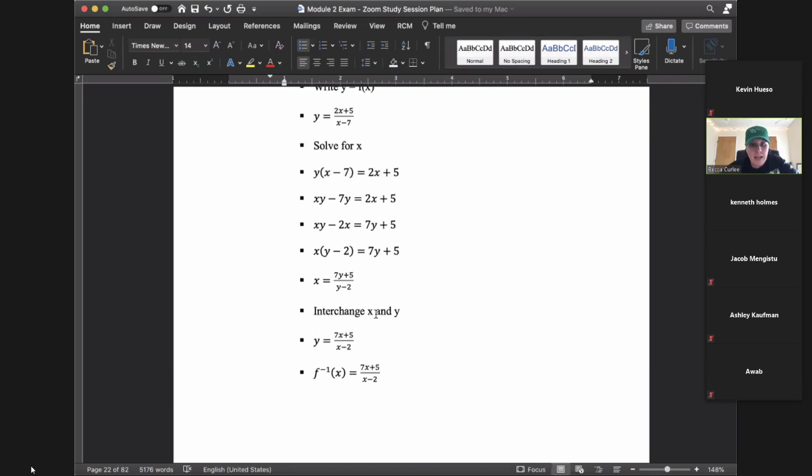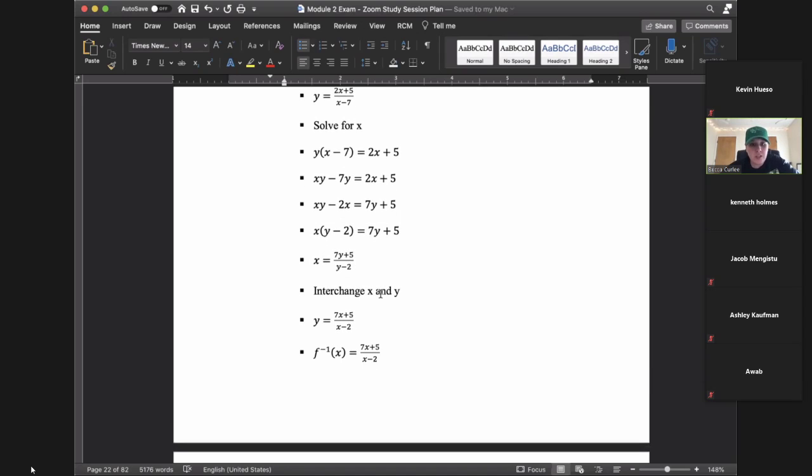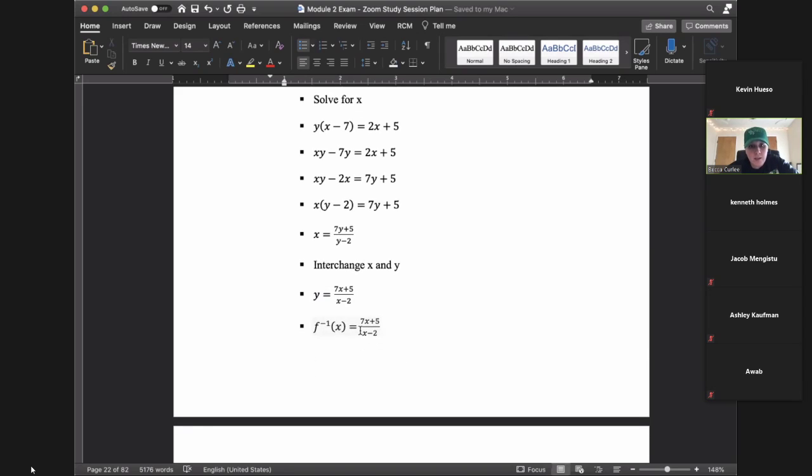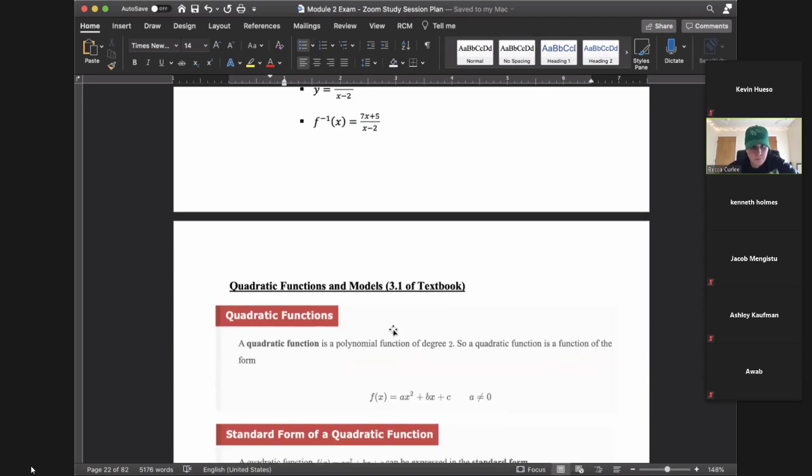Then if we divide both sides by y minus 2, we solve for x. We've got x equals (7y plus 5) over (y minus 2). So we interchange our x and y. Then we've got y equals (7x plus 5) over (x minus 2). And that gives you your inverse function. So then you know that f to the negative 1 of x equals (7x plus 5) over (x minus 2).